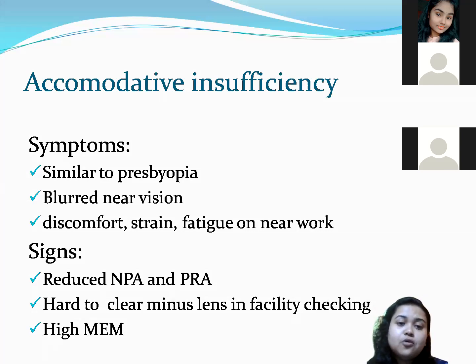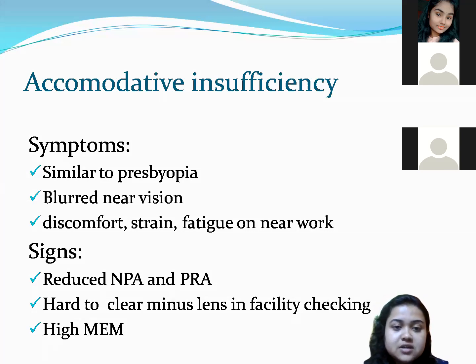Once we have measured the negative relative accommodation, then we'll measure the positive relative accommodation. How to measure the positive relative accommodation? You put minus lenses in minus 0.25 steps. You give the near target at 40 centimeter. The near reading book you can give at 40 centimeter and tell the patient when the patient gets the first sustained blur.